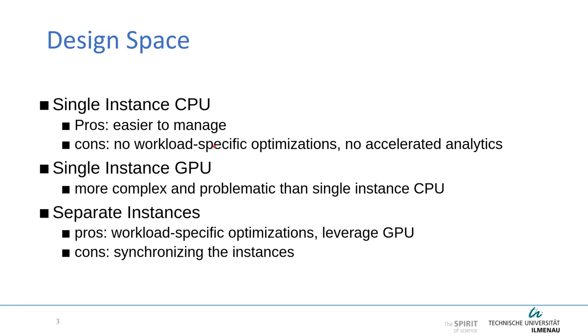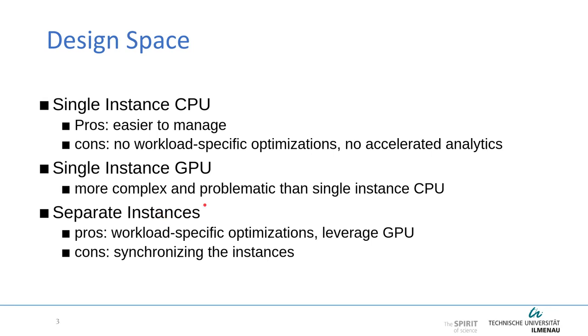And also because the single instance is on the CPU, we cannot benefit from performance speed up from accelerators such as GPU. The second alternative is a single instance GPU, where we have a single instance of the graph entirely on GPU, and we run transactions and analytics concurrently on the GPU. This is somewhat similar to the first alternative, but it has even more issues because of the peculiar nature of GPU.